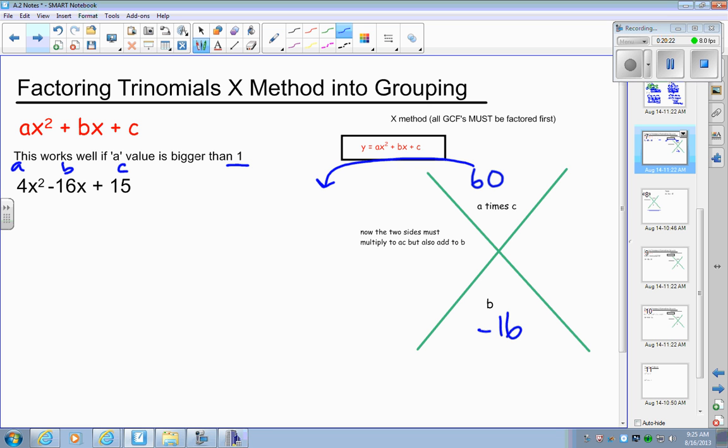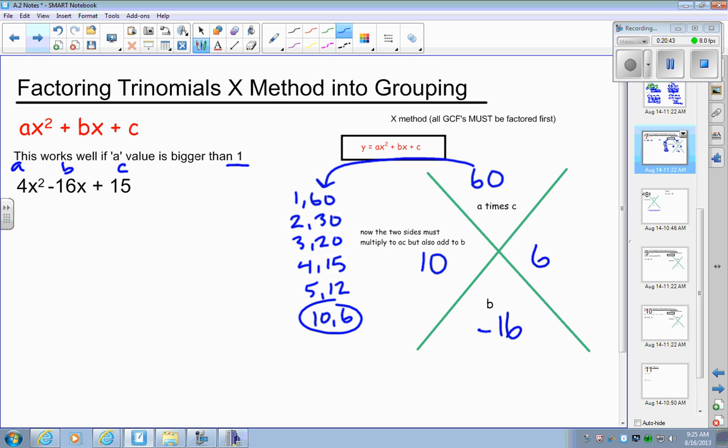So off on the side, I just start listing things that are going to get me to 60. 4 and 15, 5 and 12, 10 and 6. Okay, 10 and 6 will get me to 16. So I'm going to throw a 10 in here. I'm going to throw a 6 in here. If I make them both negative, negative 10, negative 6 multiplies to positive 60. They add to negative 16.